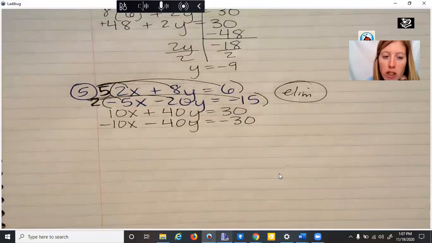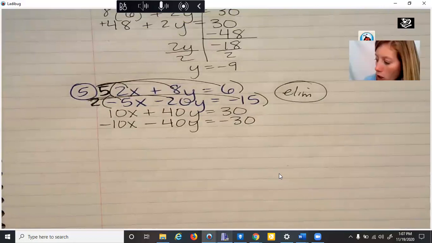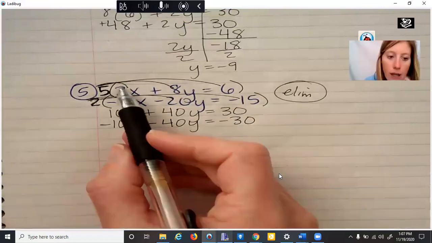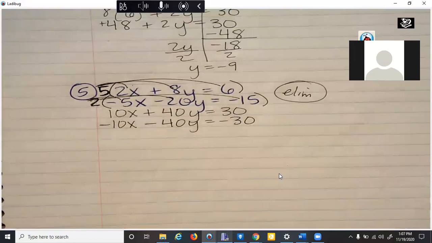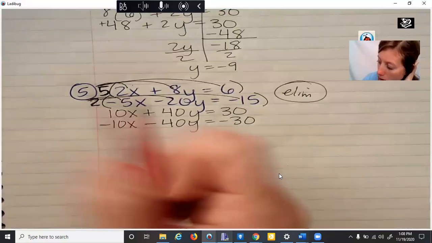So why did I multiply them by 5 and 2? Because the x's were 5 and 2. Good. And so when you multiply them by 5 and 2, what did I get to? What did I help myself do? Get to the same number so you can cancel out. Very good, AJ. All right, so I'm going to draw my line and put a plus.